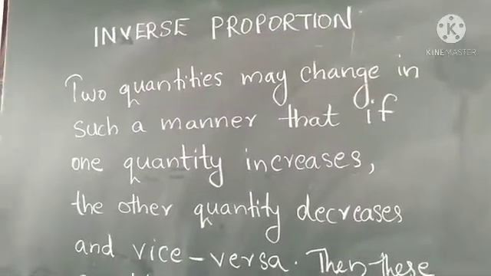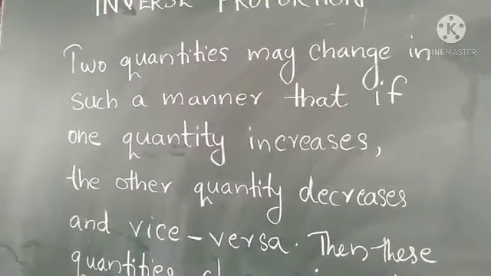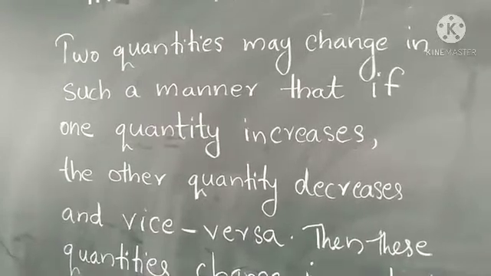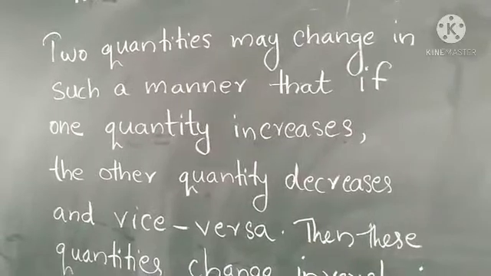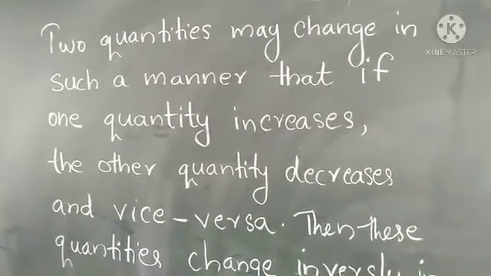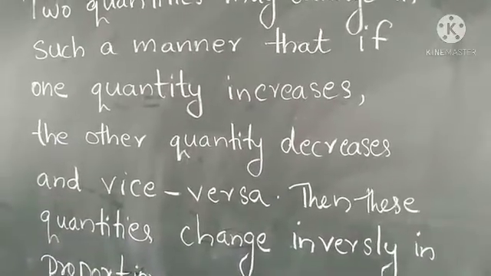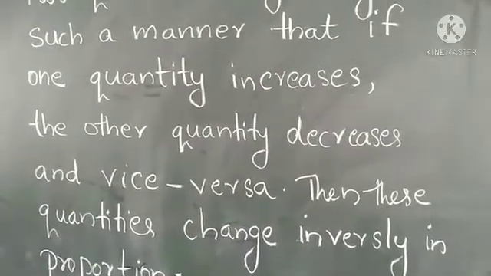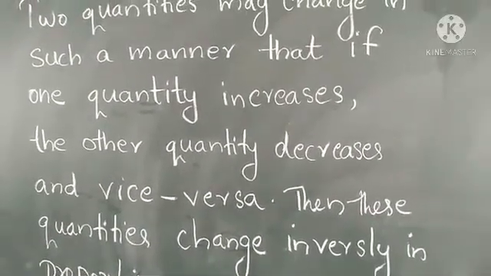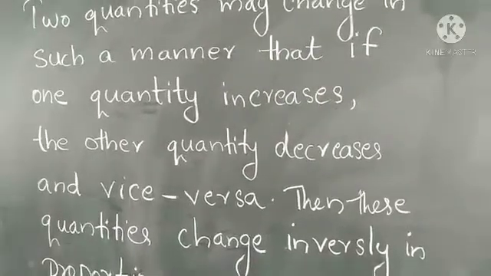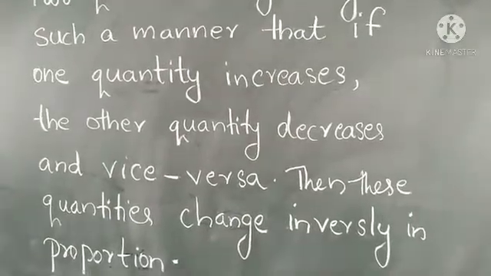If two quantities change in such a manner that if one quantity increases, the other quantity decreases and vice versa, that means if the other one increases, the first one decreases, then these two quantities change inversely in proportion. We say two quantities are in inverse proportion when one quantity increases, the other one decreases. So here we can check what is the condition for inverse proportion.